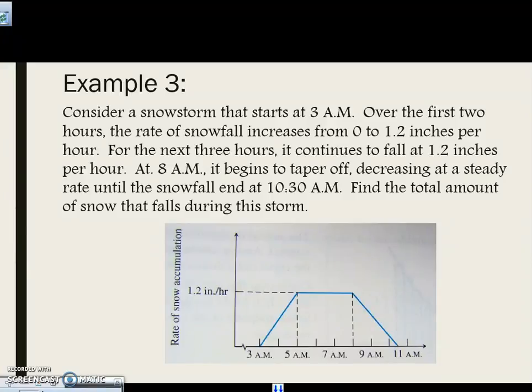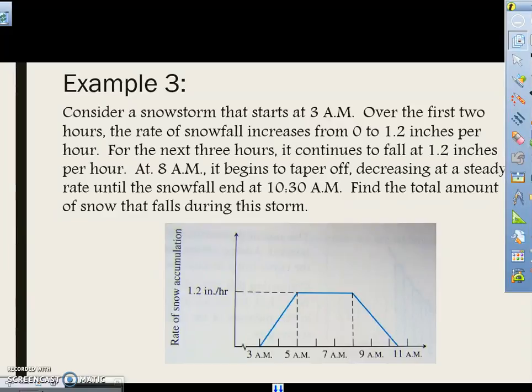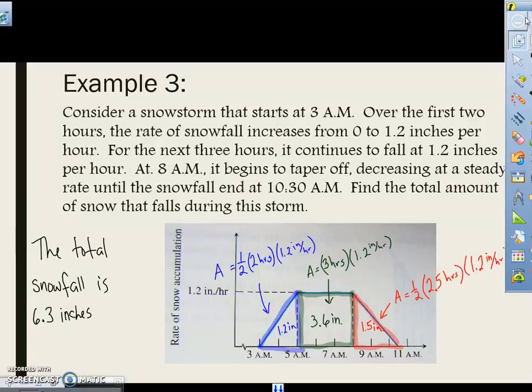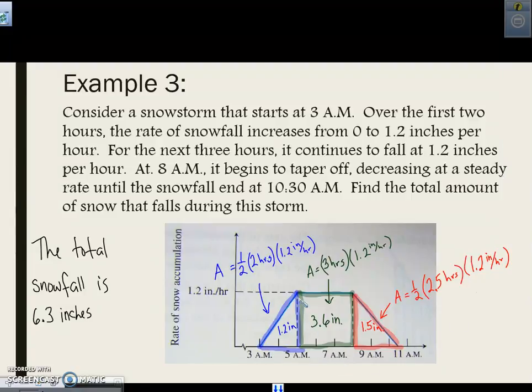I want to start today's video by quickly going over the last problem that we got to in class today. You had to find the total amount of snow that falls during this storm. We already discussed it and we briefly went over how to get the answer. But just for the record, this is pretty much the area for the triangle.